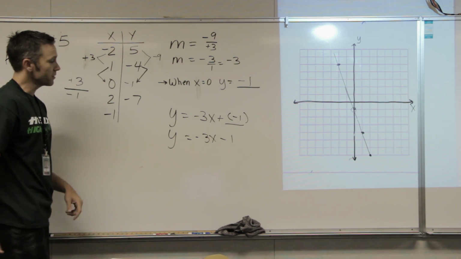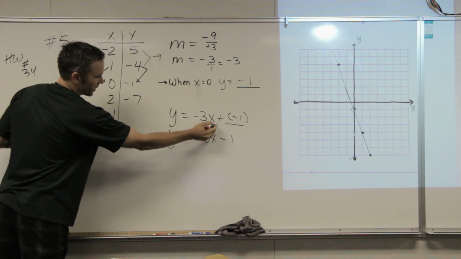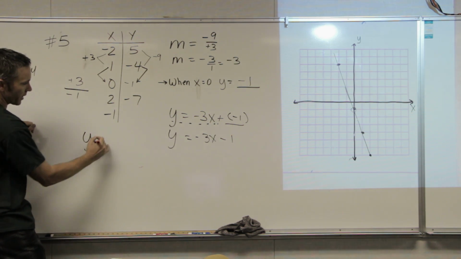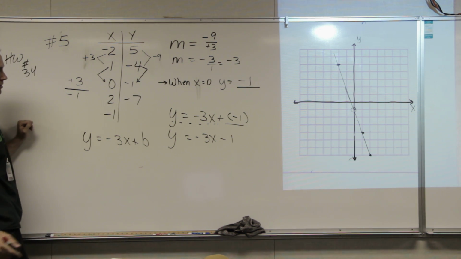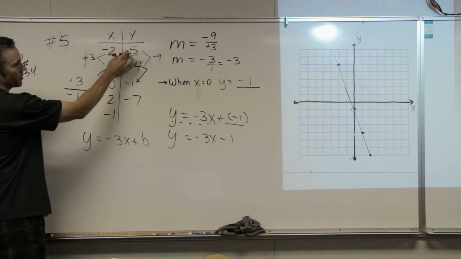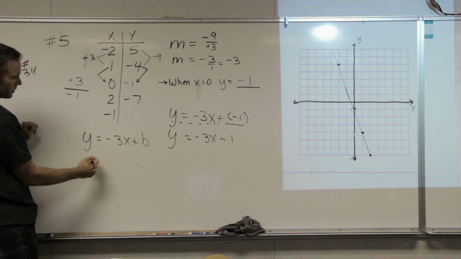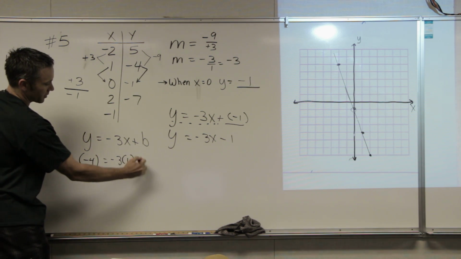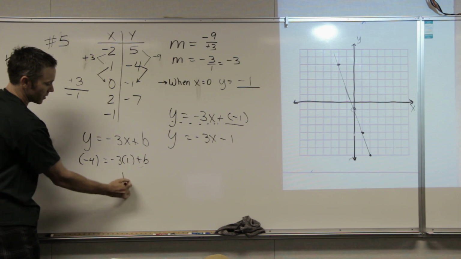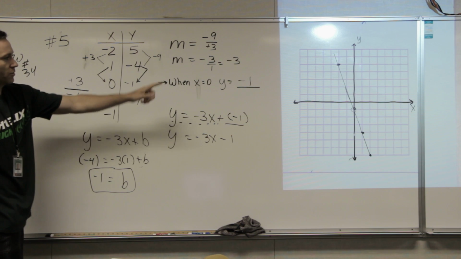There is one more way to find the y-intercept, and that is to take our beginning part of our equation, y equals negative 3x, put plus b for the y-intercept, and then plug in any of the 3 pairs of points in here. For example, if I pick this point, we could put negative 4 equals negative 3 times 1 plus b. And when we solved it, we'd get b equals negative 1, just like the other 2 methods.